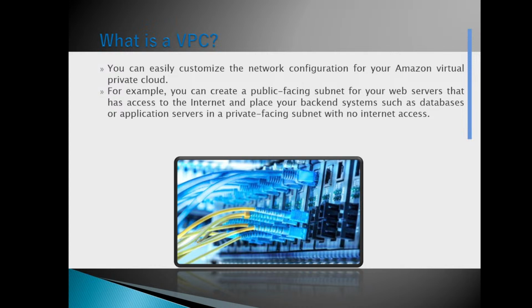Okay, so all the companies have a front end and a back end. So you can create a public facing subnet for your web server that has access to the internet, and place your backend systems such as databases and application servers in a private facing subnet with no internet access. So what is private? They will not have internet access. One of the other things is the application will not have internet access.